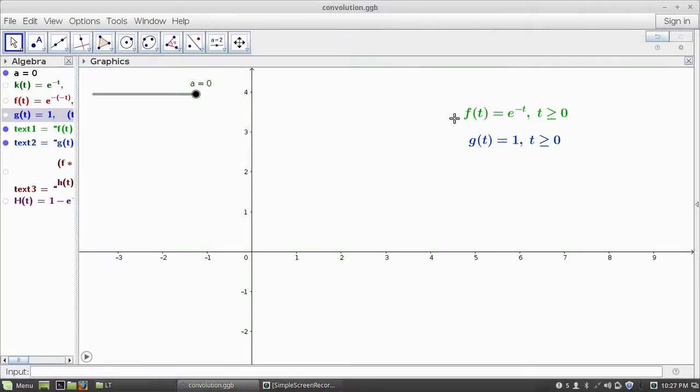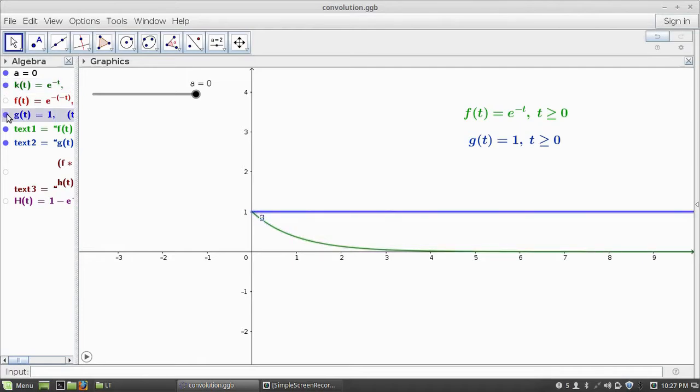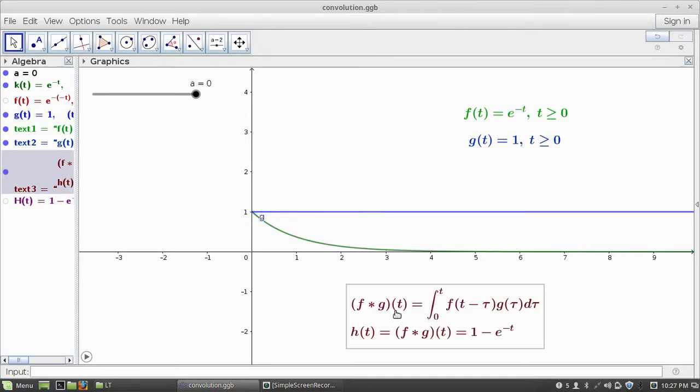Now see how the convolution of two functions f and g works. Consider the functions f(t) equal to e raised to minus t for t greater than or equal to 0, and g(t) equal to 1 for t greater than or equal to 0. This is the graph of f(t) equal to e raised to minus t, and this is the constant function g(t) equal to 1. Their convolution product is defined as (f star g)(t) equal to integral 0 to t of f(t minus tau) g(tau) d tau. On computation we can see that (f star g)(t) is equal to 1 minus e raised to minus t.